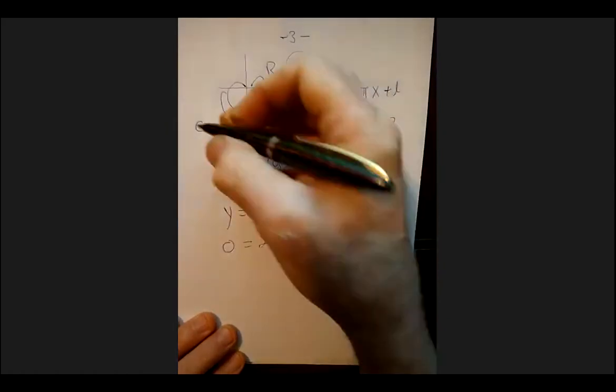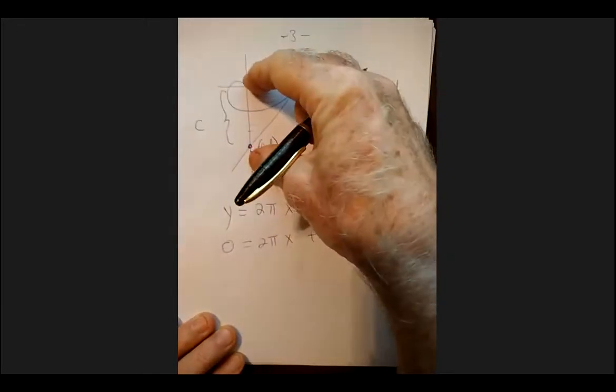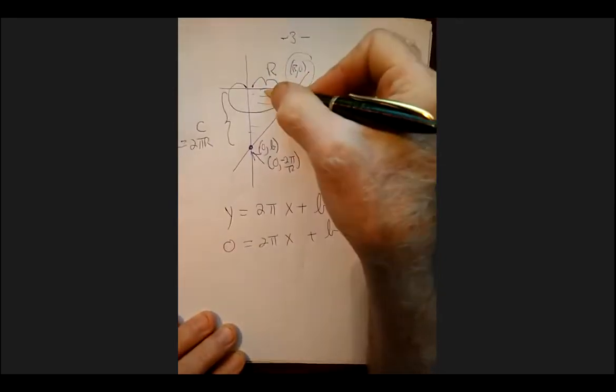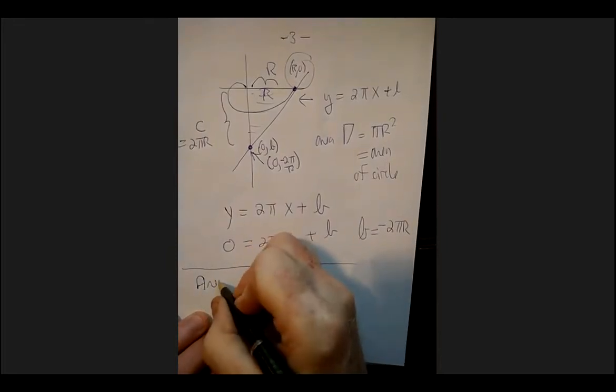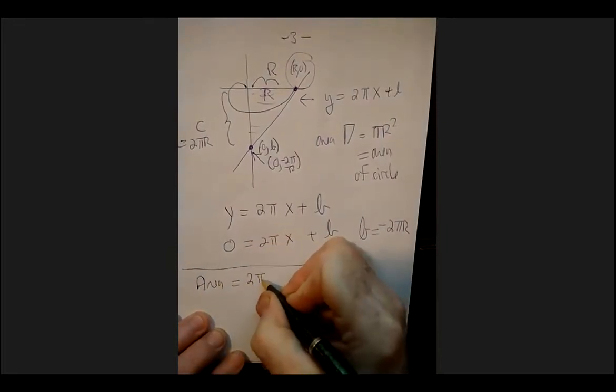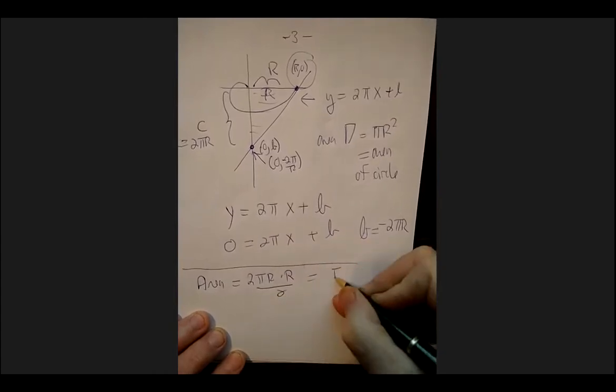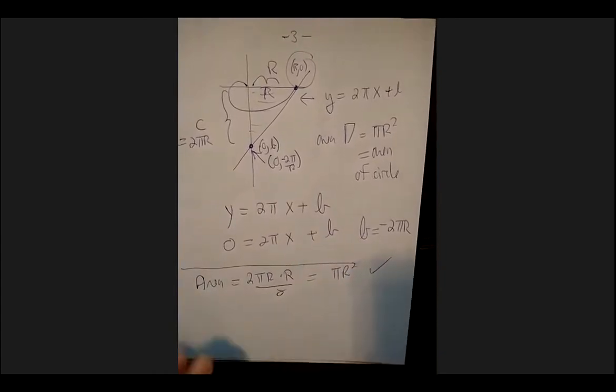Okay. The minus doesn't matter with the circumference because the length of this side of the triangle is 2 pi r. The length of this side of the triangle is r. So the area is the circumference times r over 2. As we saw before, that's pi r squared. That's what we want. So here's what's going on.